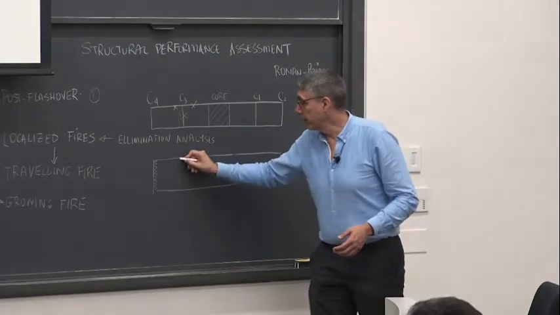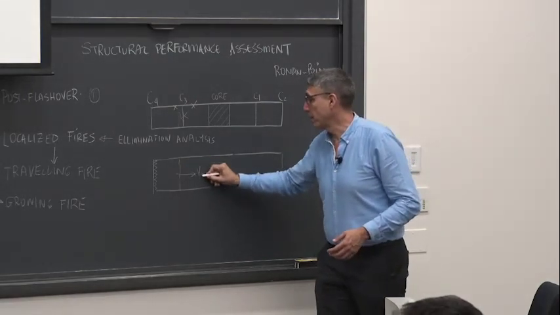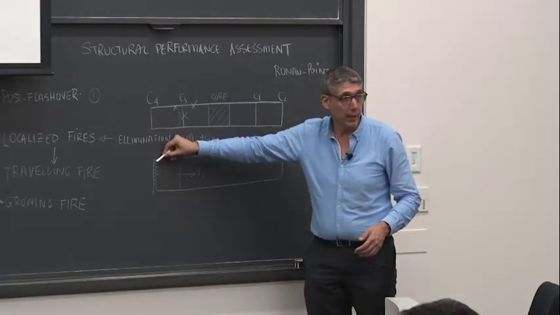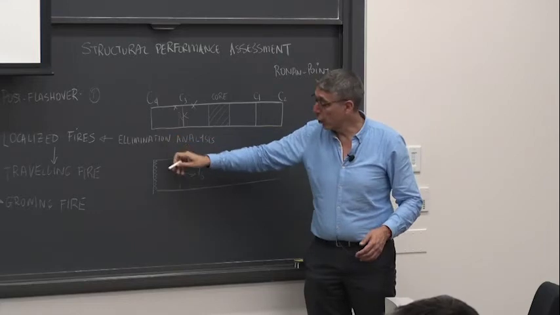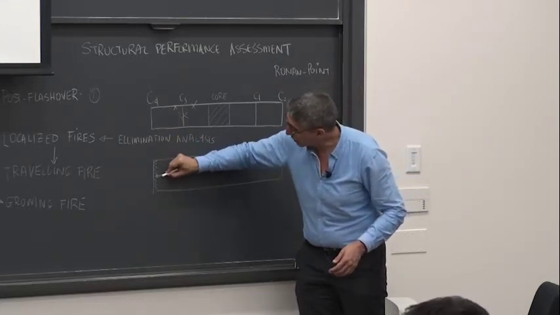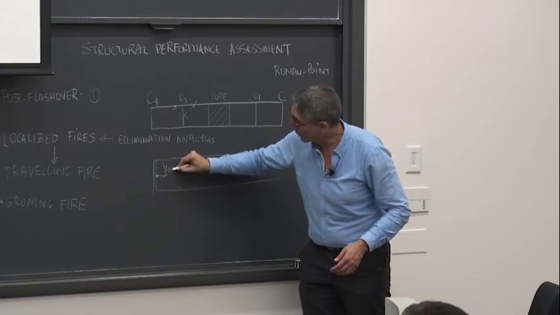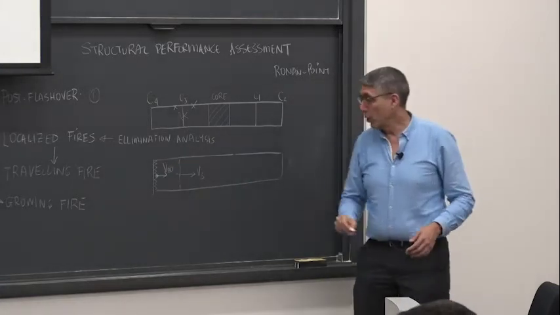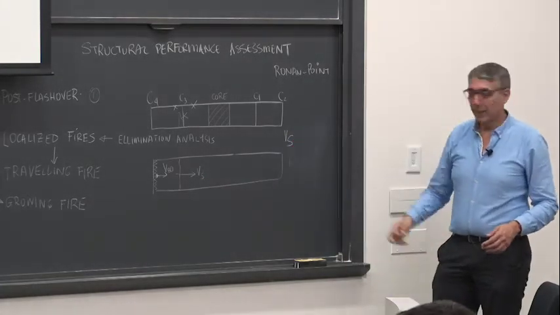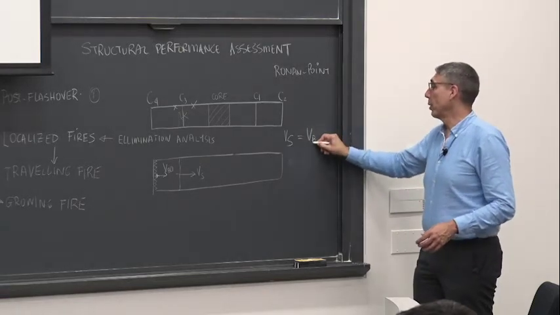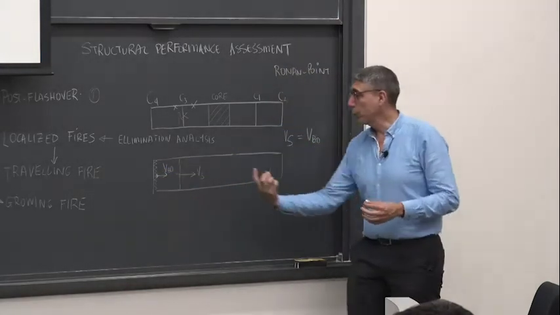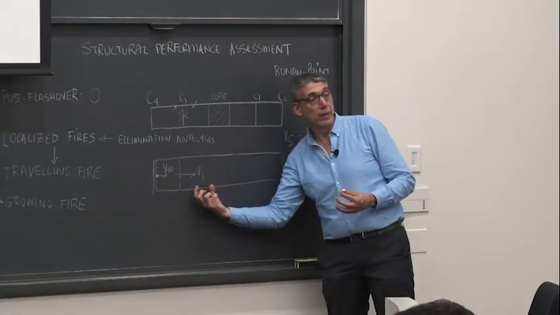As I ignite, the fire starts spreading with a flame spread velocity. But as it progresses, it's consuming the fuel, so eventually this part here is going to burn out. So you're going to have a front that has a burnout velocity. If the spread velocity is equal to the burnout velocity, then you get a traveling fire, because you're going to get a certain size of fire that just is moving around.